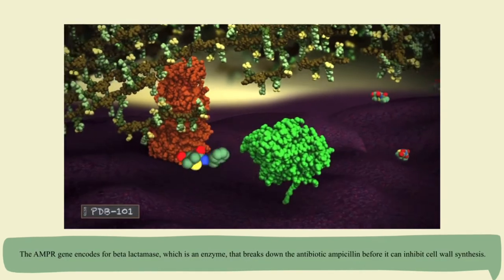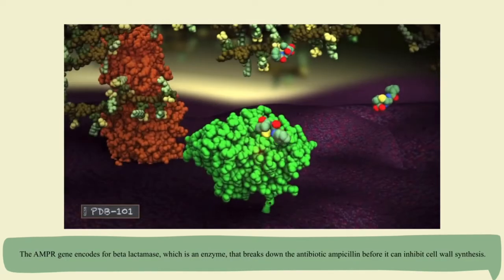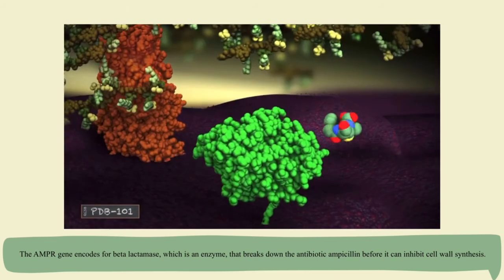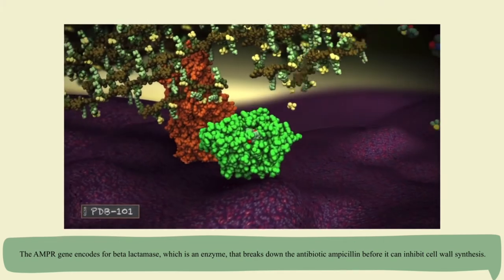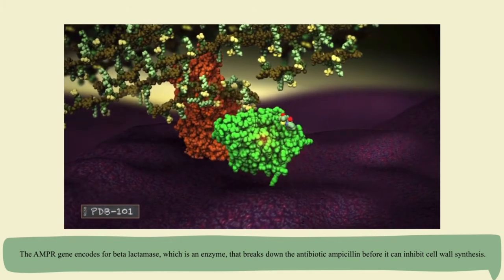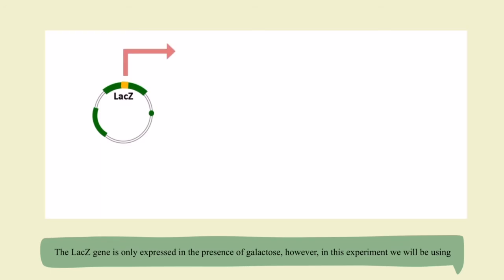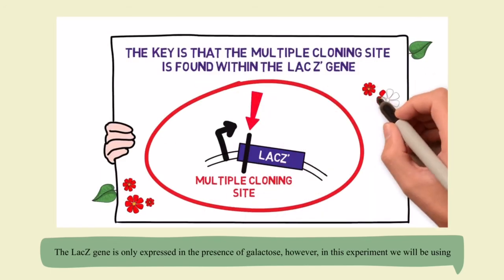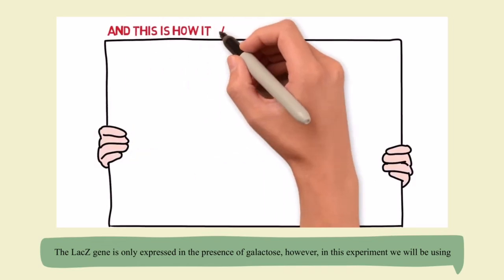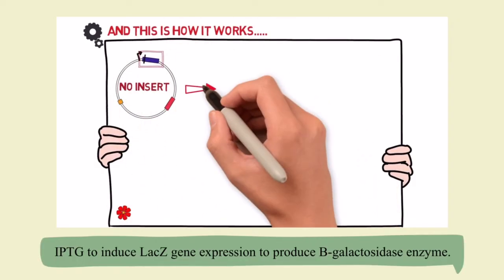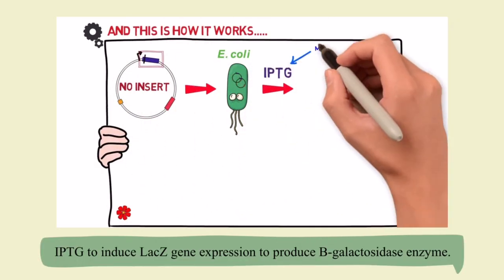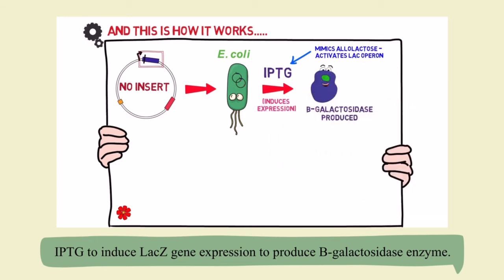The AmpR gene encodes for beta-lactamase, which is an enzyme that breaks down the antibiotic ampicillin before it inhibits cell wall synthesis. The lacZ gene, however, is only expressed in the presence of galactose. However, in this experiment, we will be using IPTG to induce lacZ gene expression to produce the beta-galactosidase enzyme.